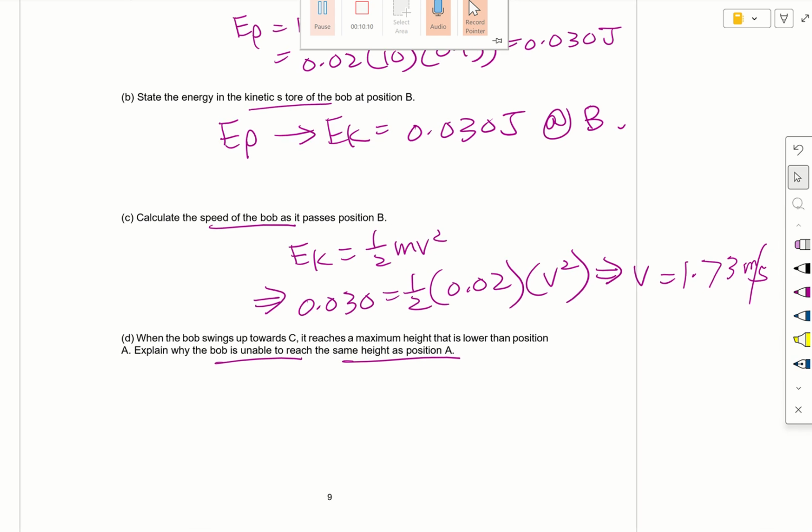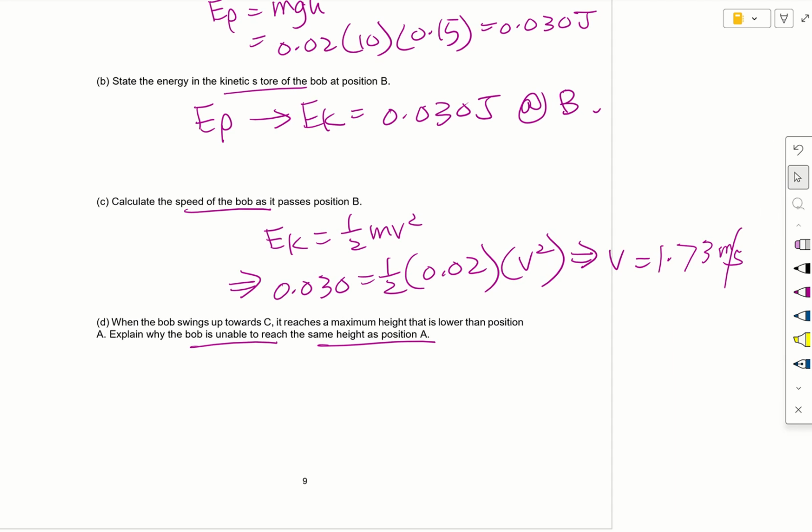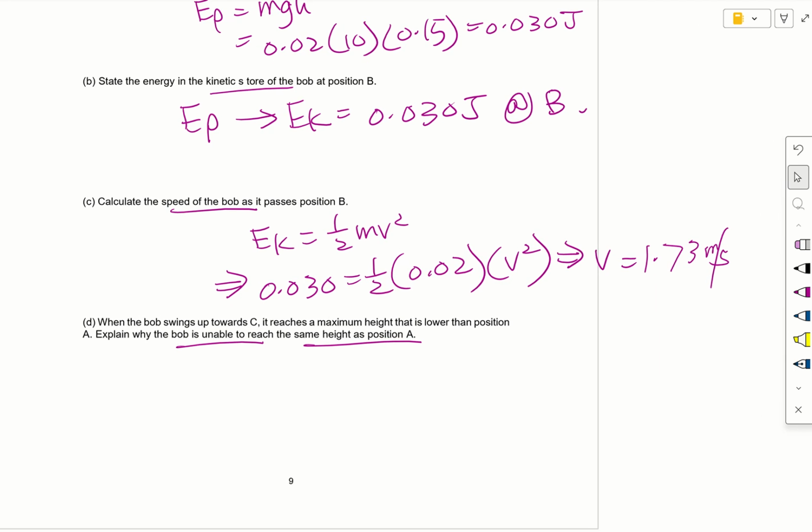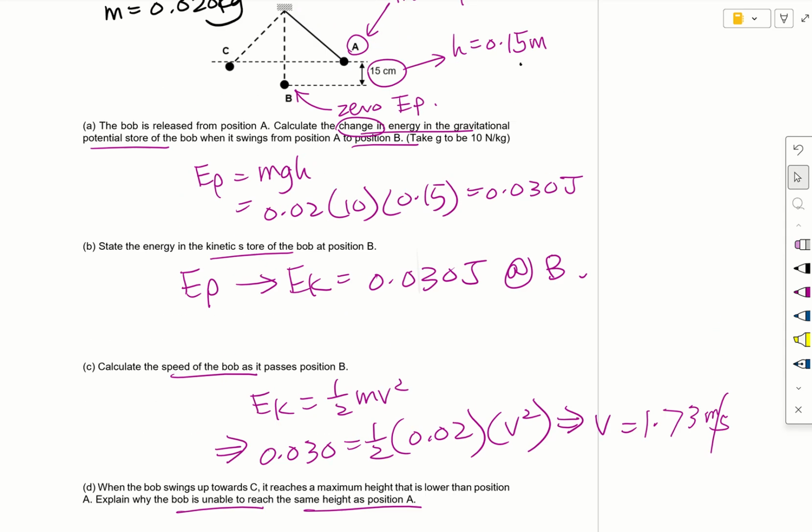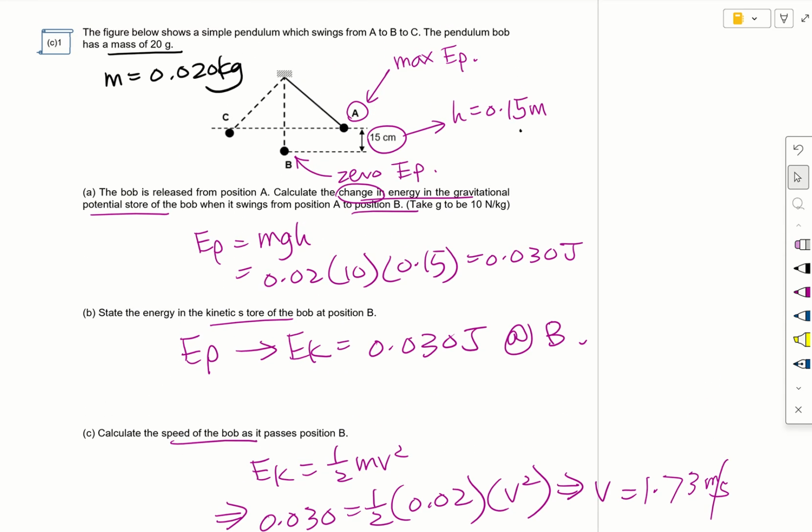So, before this, they were just saying that it is a simple pendulum. It doesn't say whether it's ideal or not. So through this, we know that this pendulum is actually not an ideal one because it didn't manage to reach the same height as A.